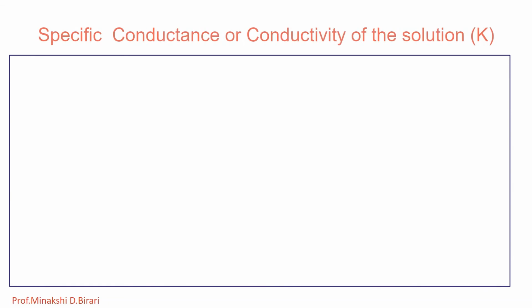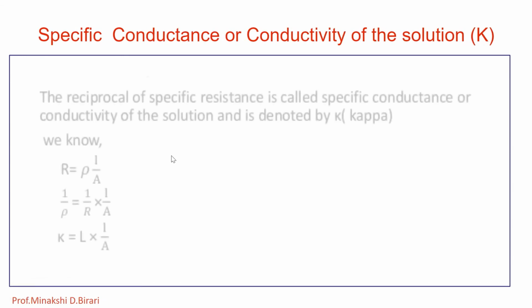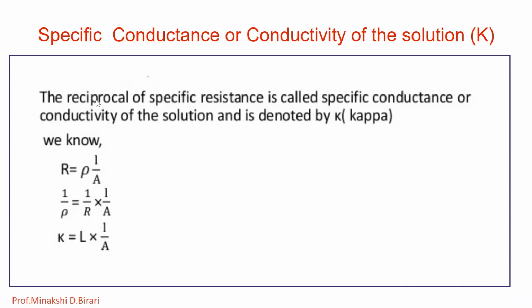Now let us see specific conductance or conductivity of the solution. The reciprocal of specific resistance is called specific conductance or conductivity of the solution, and it is denoted by K, that is kappa. Conductance is the reverse of resistance. Therefore, we can say the reciprocal of specific resistance is called specific conductance or conductivity of the solution.